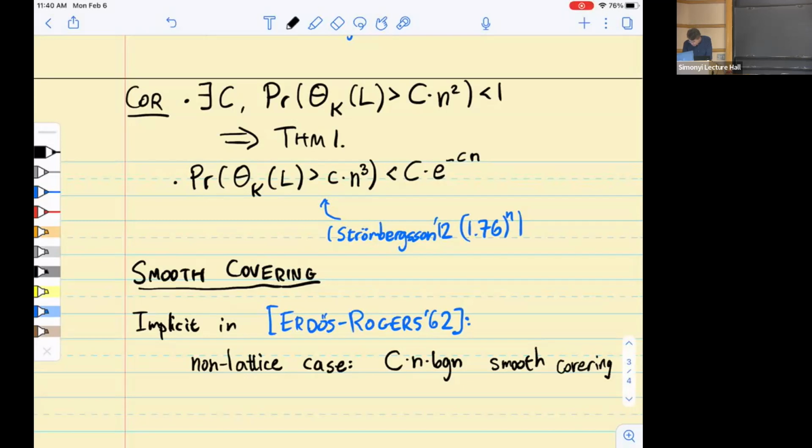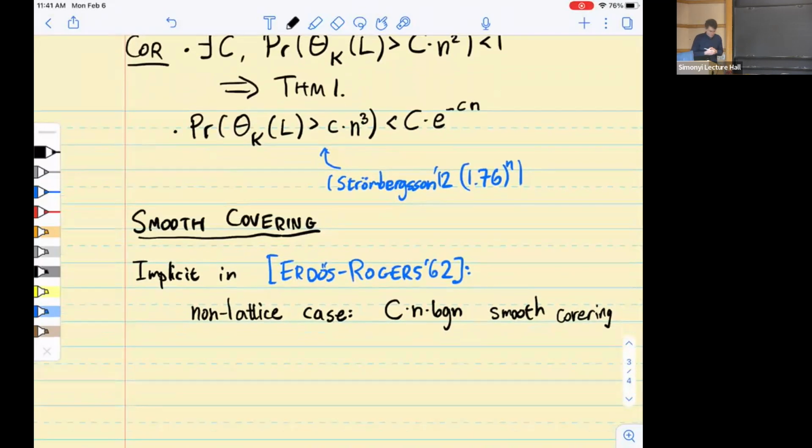So smooth covering. Of course, there's some dependence on this epsilon, like how much you're willing for the smooth to deviate from really being flat. I'm not showing it here. What the statement means is that you can rescale the body so that every point is between one constant times n log n and another constant. Exactly. So you can rescale the body, right?